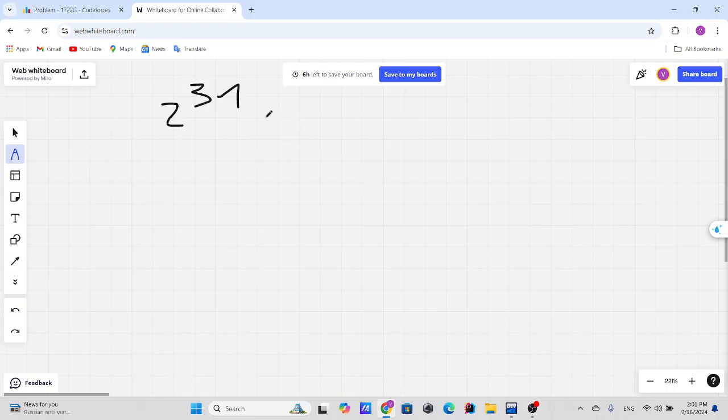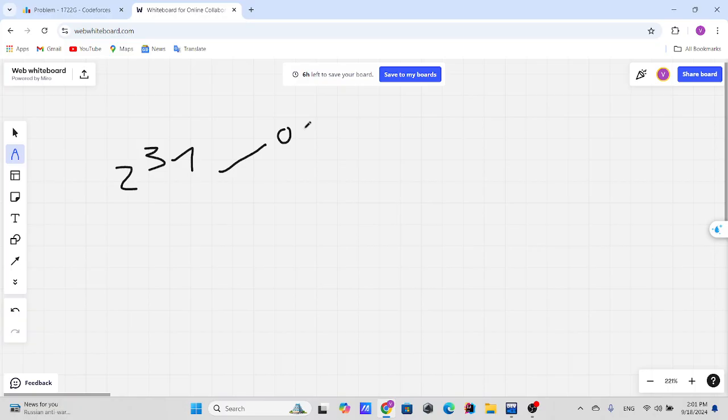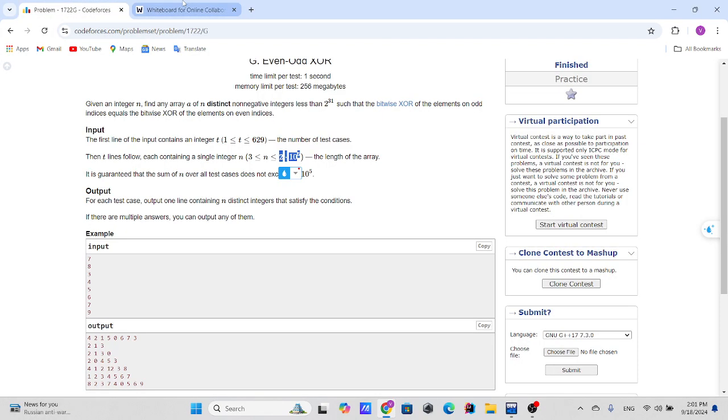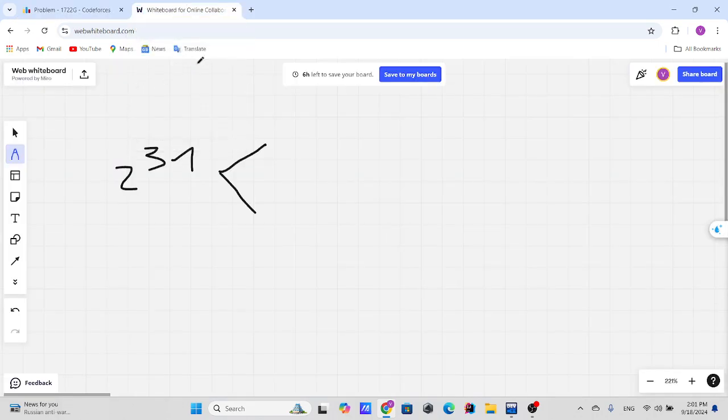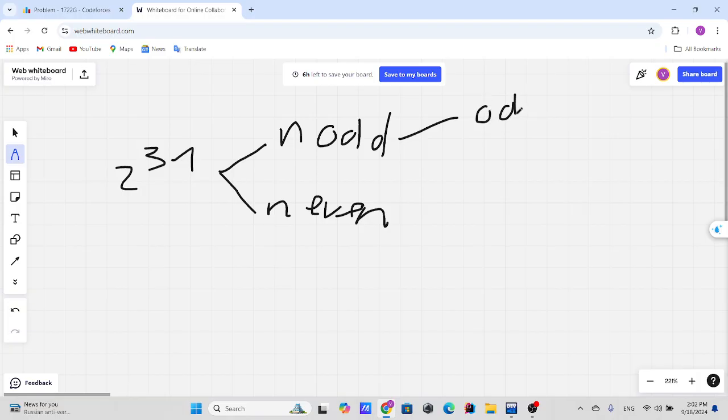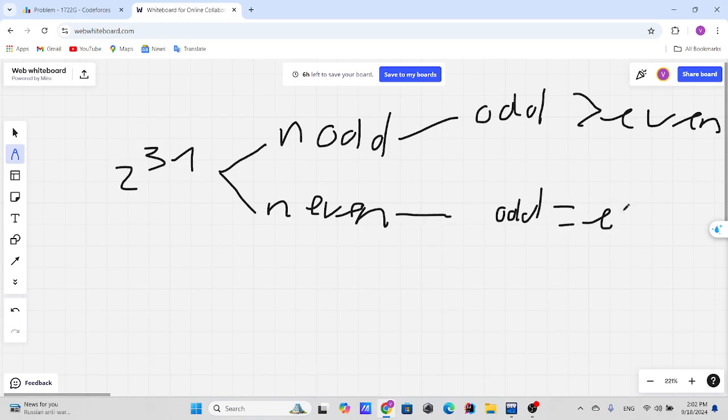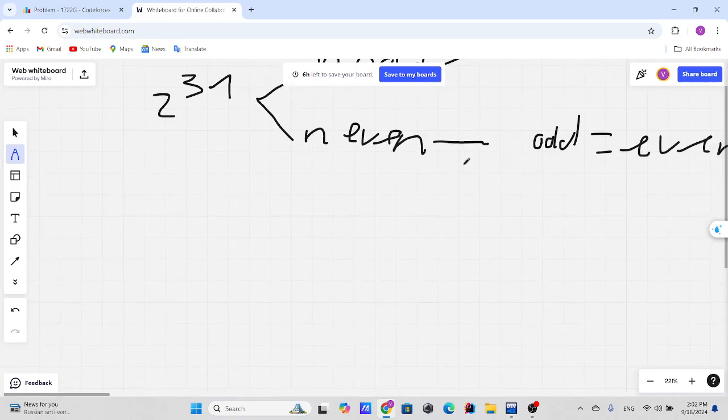Maybe, as we know, we must divide the problem into two phases: when n is odd and when n is even, right? When n is odd, the number of odd numbers is bigger than the number of even numbers, or else odd will be equal to even. Yeah, this should solve the problem. Let's think about this one real quick.